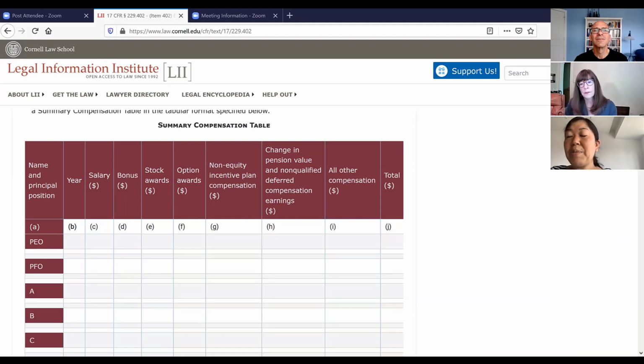The final column that we get to before the total column on the far right is the all other compensation column. This is really a catch-all column for all the different other kinds of compensation that don't really fit neatly into any of the preceding columns. And again, just remember that you are supposed to report all compensation unless there happens to be a specific exception that you can rely on. That being said, the specifically enumerated items for this column are starting with perks and personal benefits.